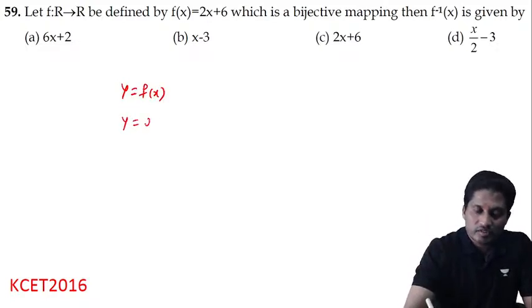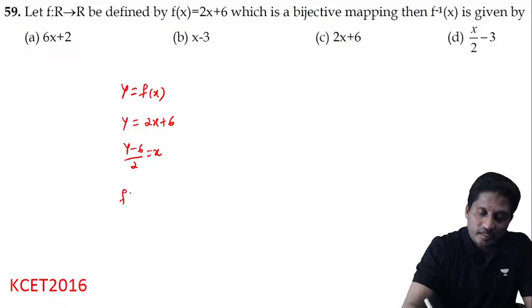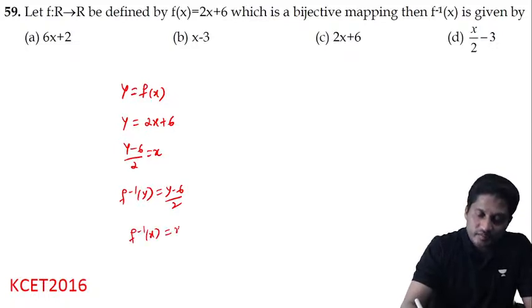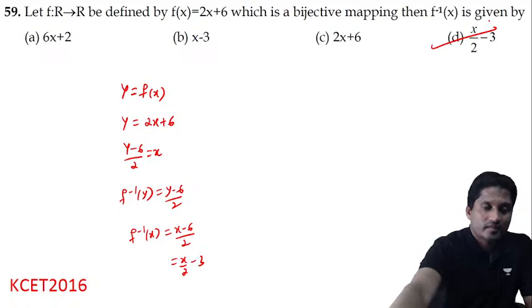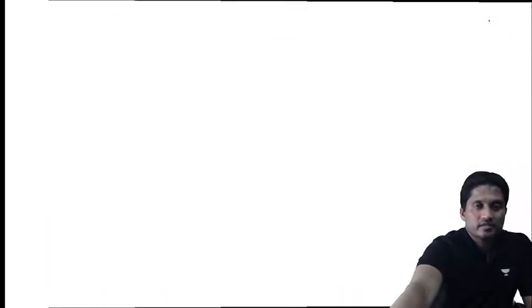y is equal to 2x plus 6. I can write y minus 6 divided by 2 is equal to x. From this, f inverse of y is y minus 6 by 2. Similarly, f inverse of x is x minus 6 by 2. If I simplify this, you get x by 2 minus 3. Answer is D. Let's move to the next question.